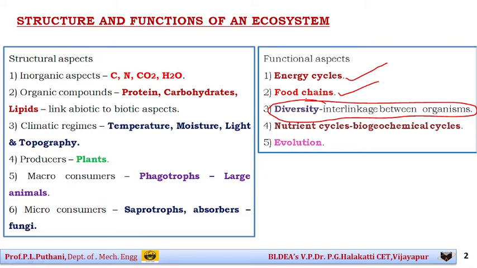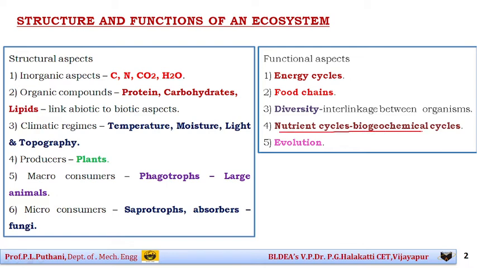If these three are together successful, it leads to nutrient cycle recovery and the recovery of biogeochemical cycles. And there is also evolution, which plays a very important role in the adaptation of a particular creature, leading to the development of a new ecosystem with respect to the environmental conditions.